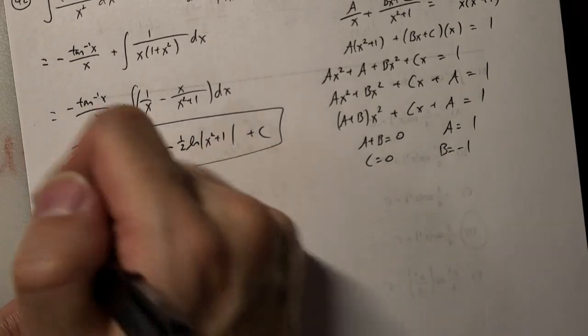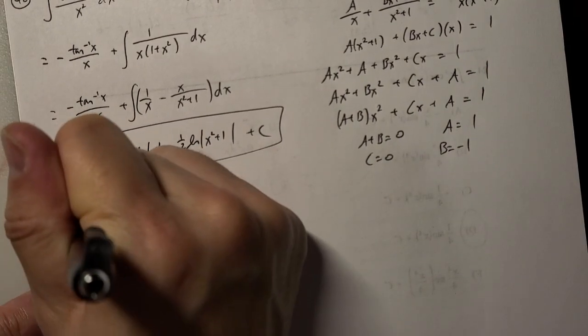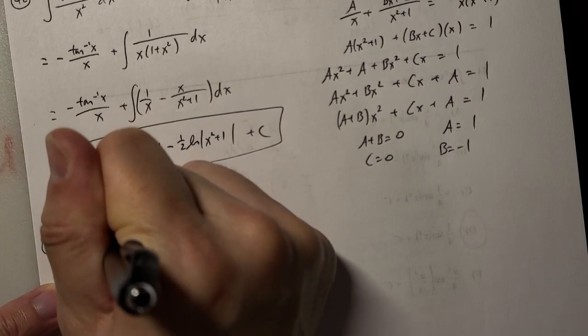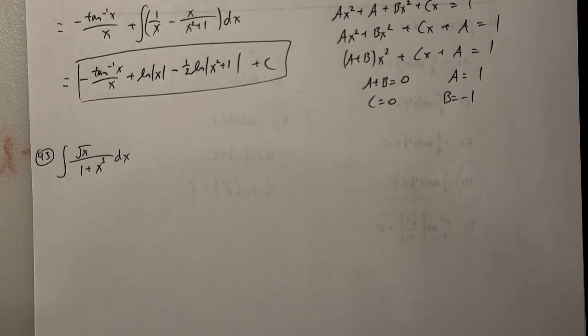Let me see if I can squeeze number 43 on this page. Integral of square root x over 1 plus x cubed dx. How would I go about this?